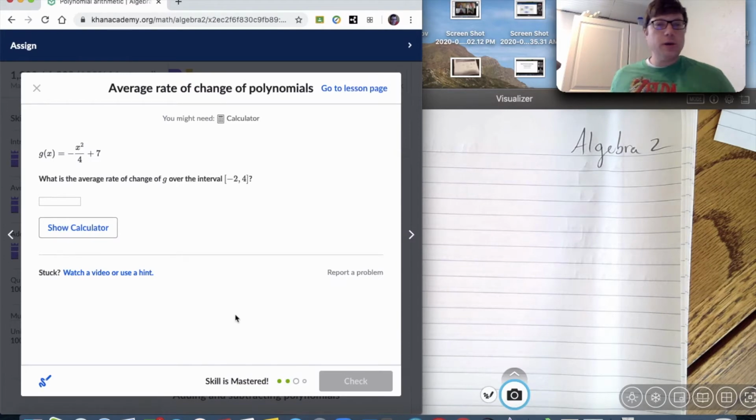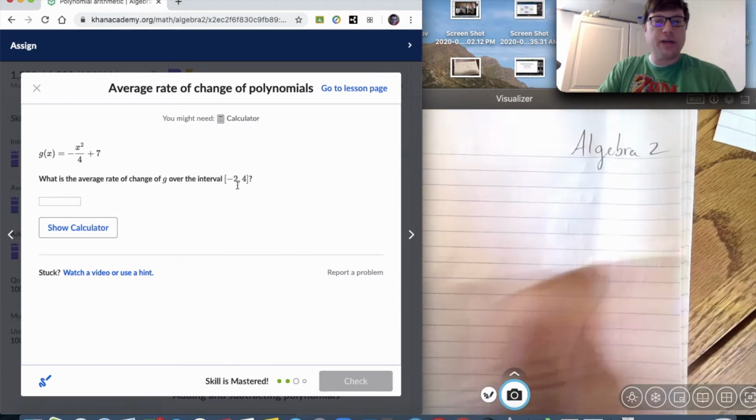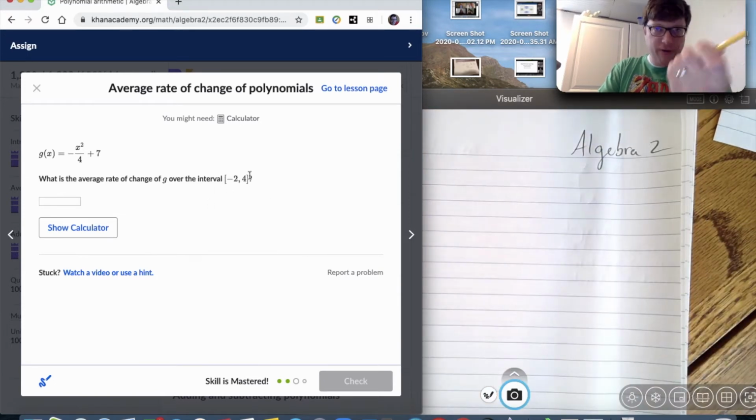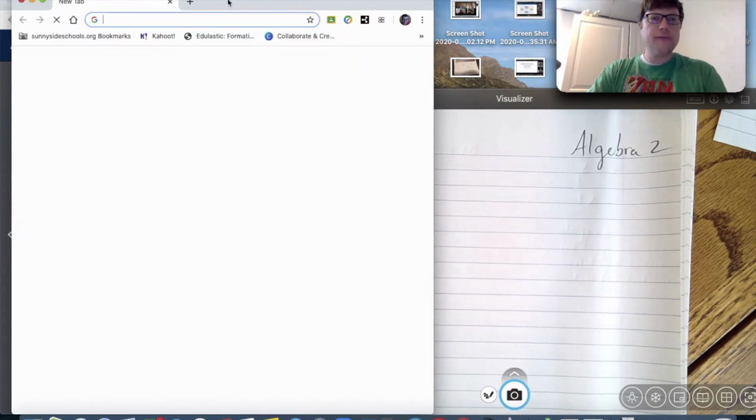Okay, so average rate of change of polynomials. I'm going to take the information that's provided. I do a lot of gesturing, and I forget that my mouse is my way for you to see what I'm gesturing at. What is the average rate of change of this function over the interval from -2 to 4? It's helpful to graph it. So graph it. I'm going to use Desmos.